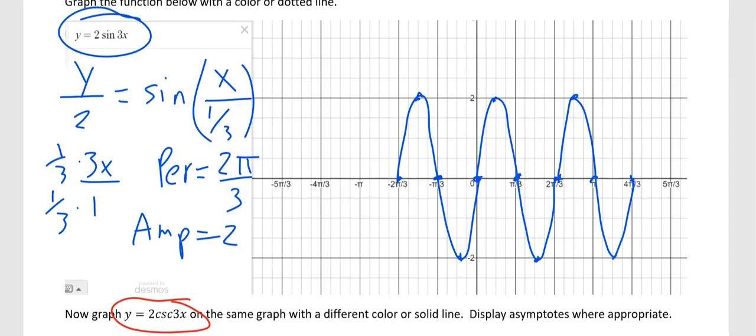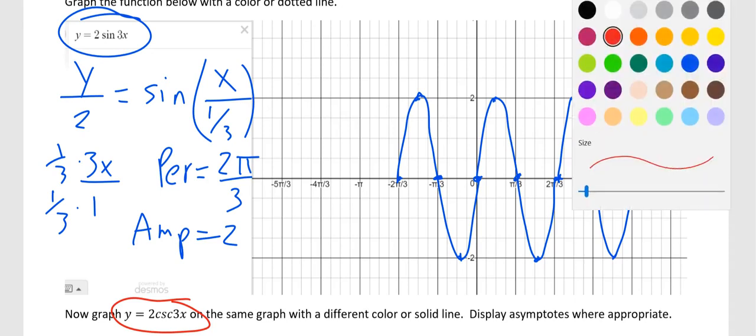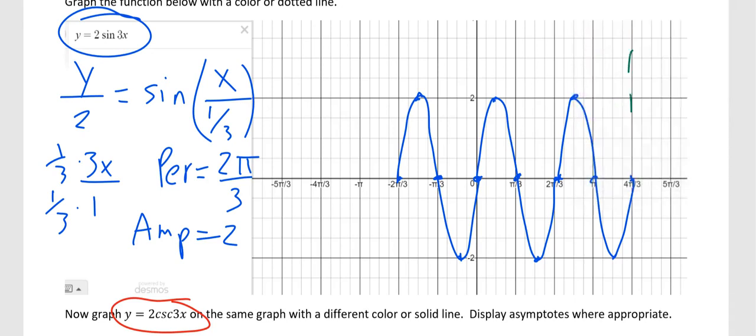What happens at every single x-intercept? It's undefined, which creates asymptotes. I'll do green for my asymptotes. What creates the asymptotes? The x-intercepts of that sine wave, because those are zeros, and if you flip it over, you get an undefined value. Okay?